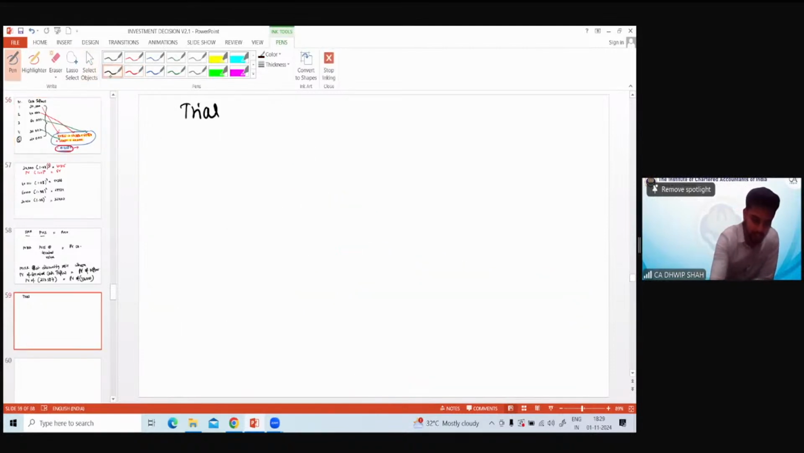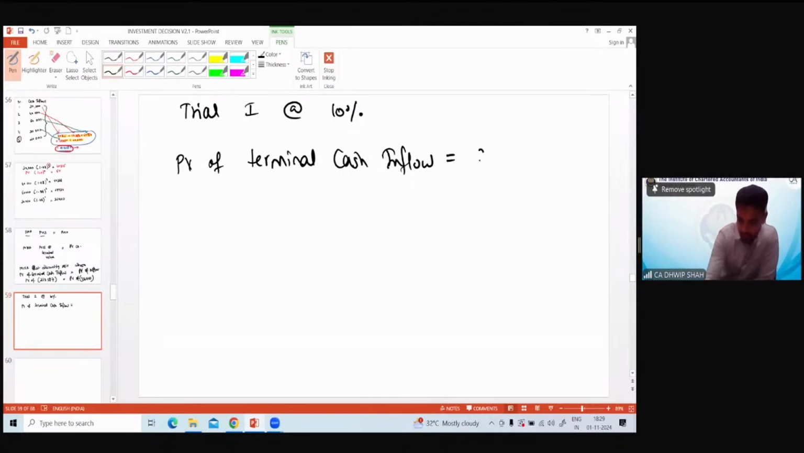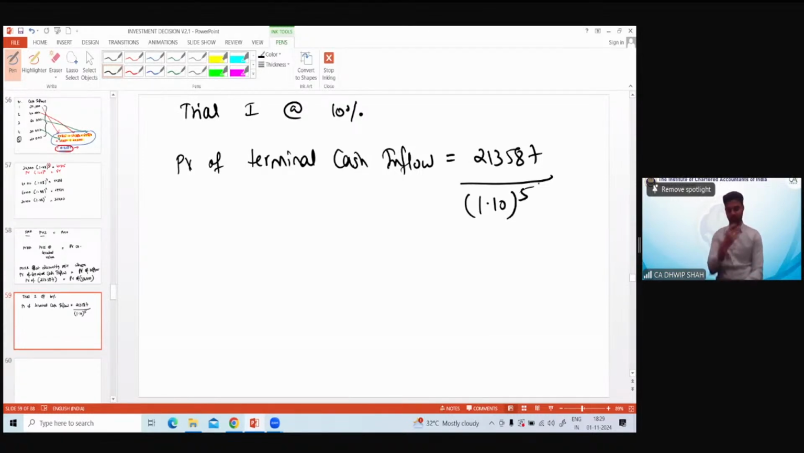So let's take trial 1 at 10%. So can I say my present value of terminal cash inflow would be 213,587 divided by 1.1 raised to 5. Yes or no? Now I am discounting the cash inflow, that pool of cash inflow at the end of year 5, at today's point. Okay?